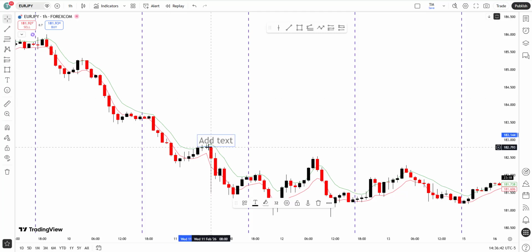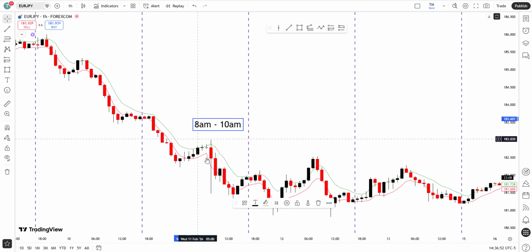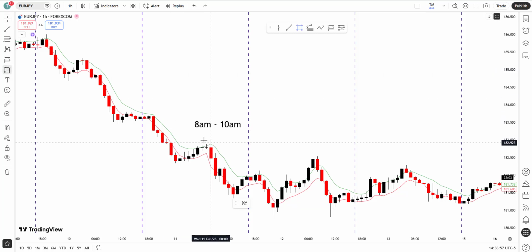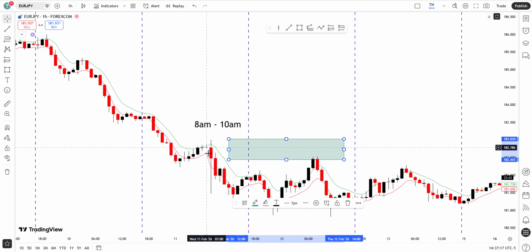8 a.m. to 10 a.m. New York session zone. So if you are trading, you're going to be looking at the 8 a.m. swing from the previous day, and you are going to be looking for a simple way to enter when price pulls back into this 8 a.m. swing zone.